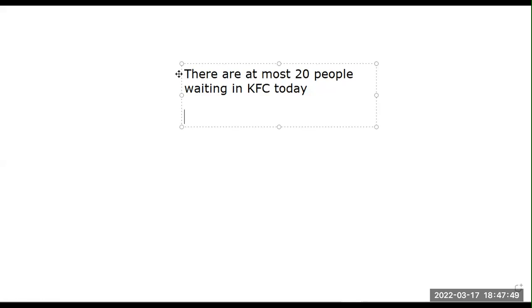Right. So let me know if you guys got this. So we would have K to represent KFC. And since we are saying at most 20 people, this sentence means 20 is the maximum number of people I can have. So I would have K less than or equal to 20. Right? That would be the solution in this case.